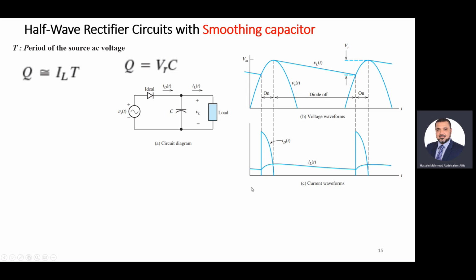Also review this equation. The charge on the capacitor at any time is equal to IL times T, the charge on the capacitor. Okay? This is from the relation that the charge on the capacitor is equal to the current over the frequency. T here is like 1 over F.